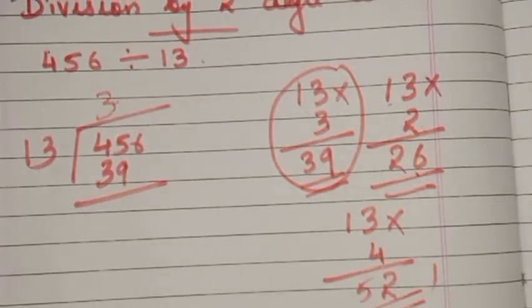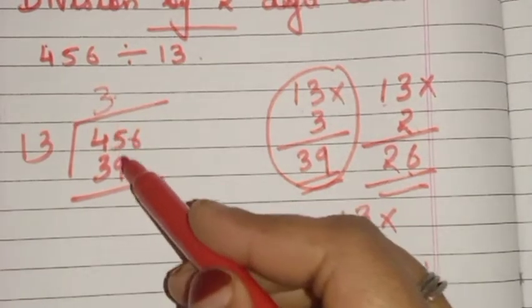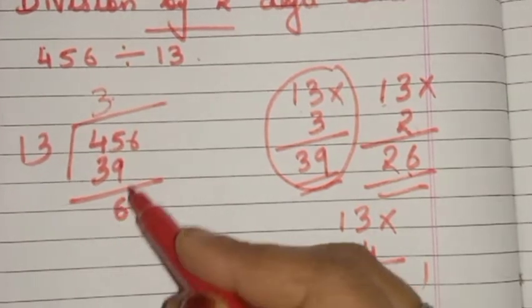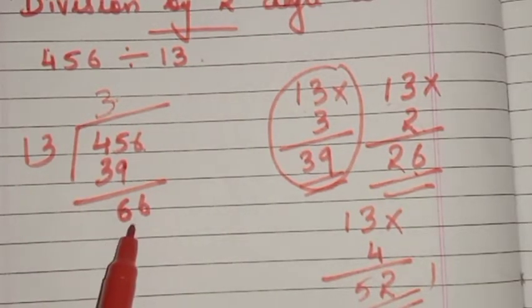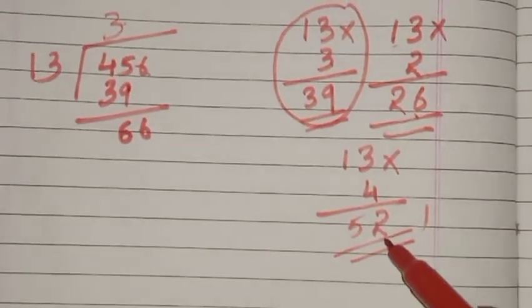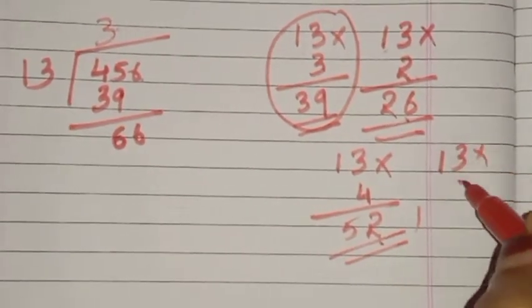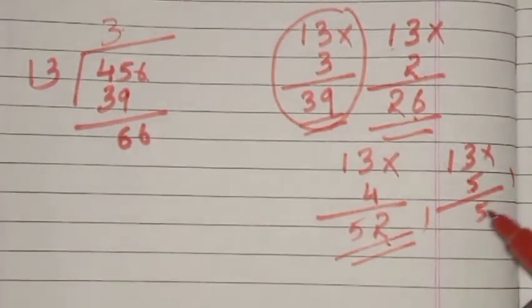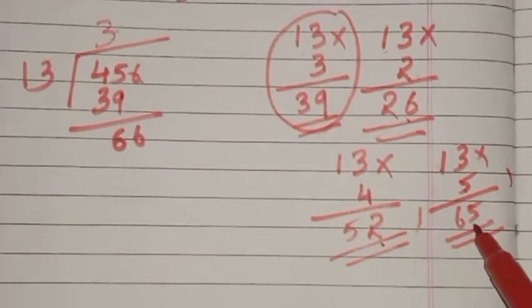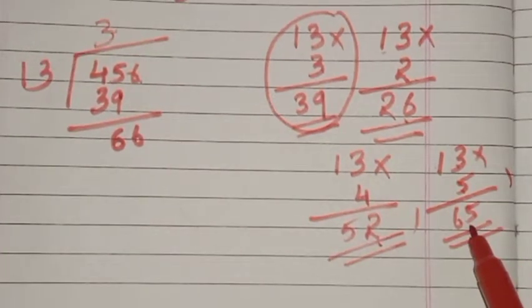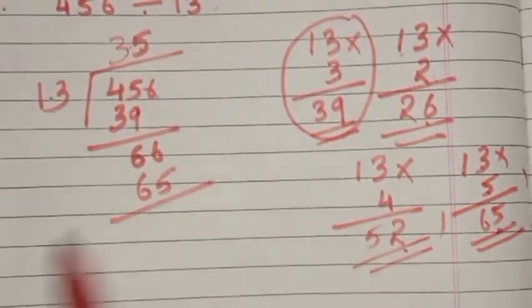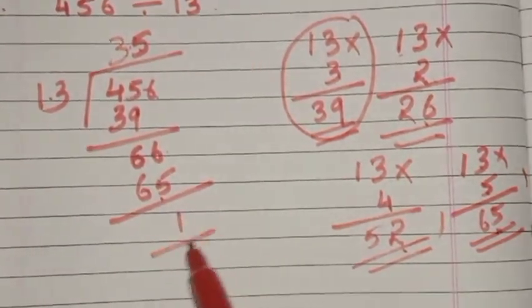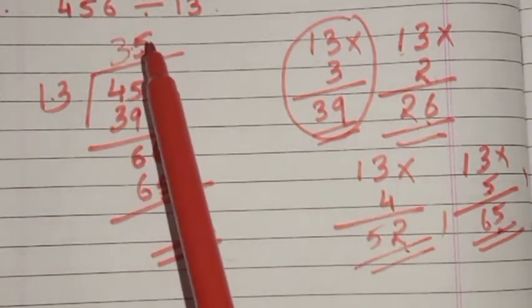Then you subtract these numbers. 9 after 10, 11, 12, 13, 14, 15 — so 15 minus 9 is 6. We write this 6 down here. Then you find how many times 13 goes into 66. 13 into 4 is 52, already found. Then 13 into 5: 5 threes are 15, 5 ones are 5, plus 1, so 65. 65 is near 66, so 5 into 13 is 65. Then 66 minus 65 is 1. So the remainder is 1 and the quotient is 35.